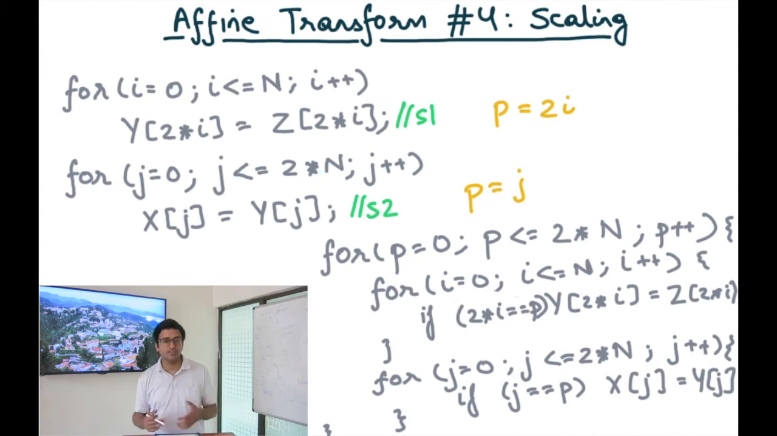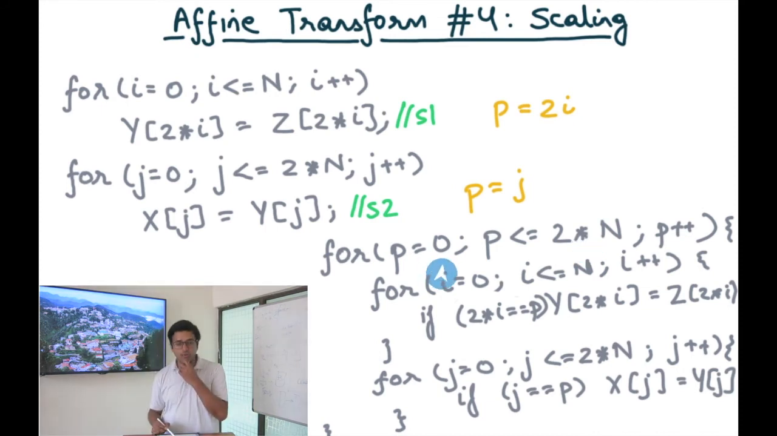It so happens, in this very simplified example, that both statements' upper bound and lower bound are identical. Both of them give me a lower bound of 0 and an upper bound of 2n.